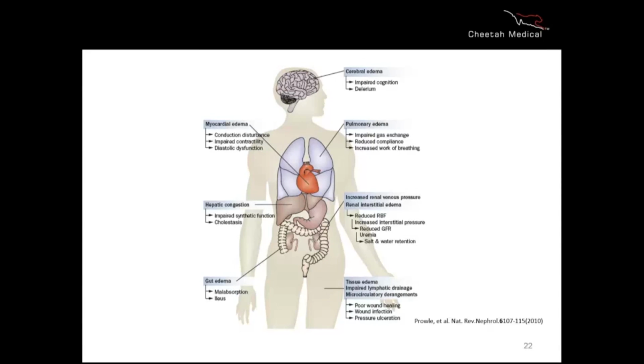So what happens then is you have a reduced glomerular filtration rate, and you have an increase in uremia and salt and water retention. With tissue edema, impaired lymphatic drainage, and microcirculatory derangements, that leads to poor wound healing, wound infection, and pressure ulcerations. Gut edema leads to malabsorption and ileus. And with hepatic congestion, you actually have impaired hepatic function. Myocardial edema can cause conduction disturbances and can decrease contractility and also worsen the diastolic dysfunction.